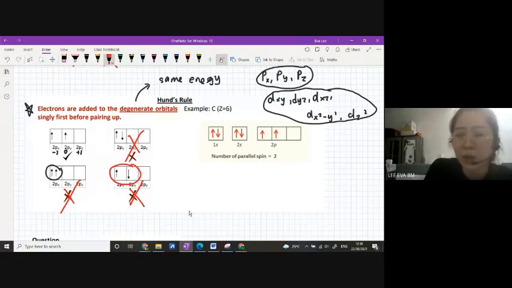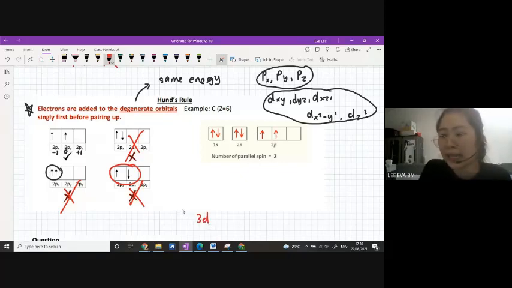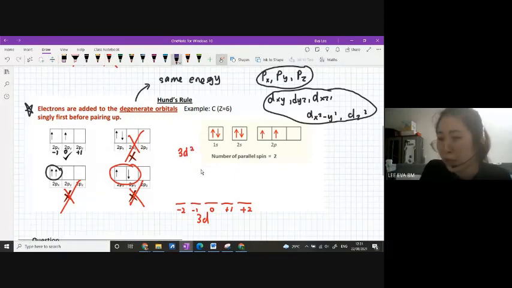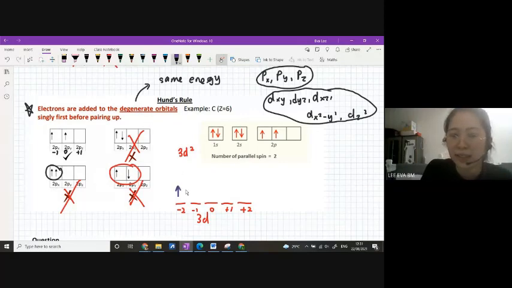Sekarang kalau Madam bagi contoh, let's say Madam bagi 3D. Contoh pun awak salin sekali. 3D ada berapa orbital ya? 5. We represent them as negative 2, negative 1, 0, positive 1, positive 2. So let's say sekarang dekat sini Madam nak awak tuliskan 3d2. Ada dua elektron. So according to Hund's rule, we will fill the electrons in the degenerate orbitals singly first. So 1, 2.